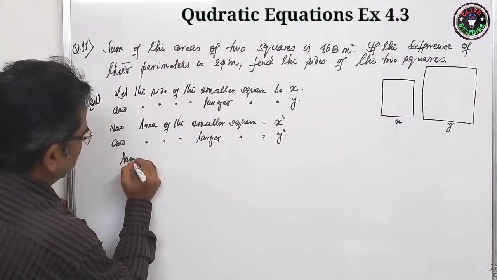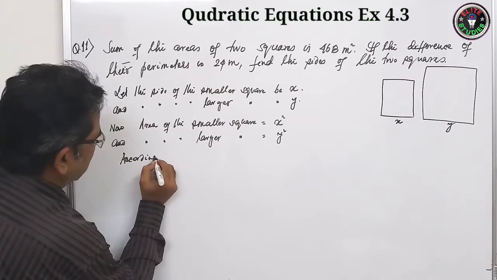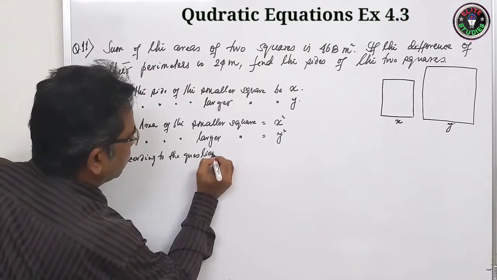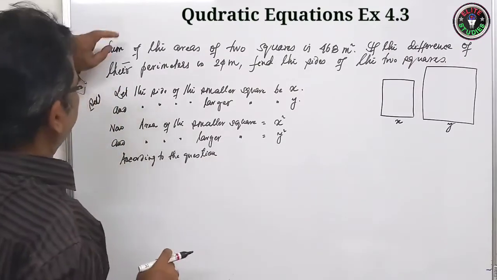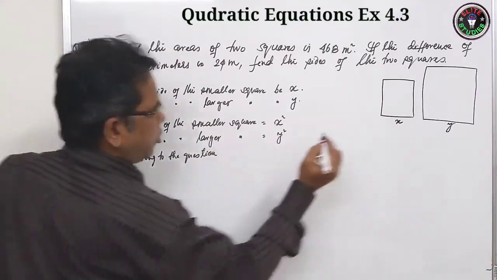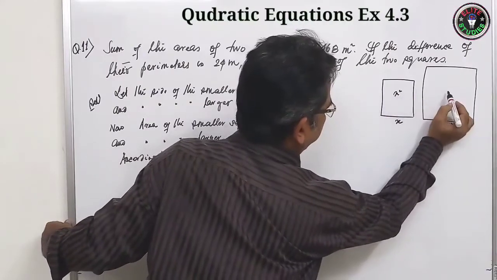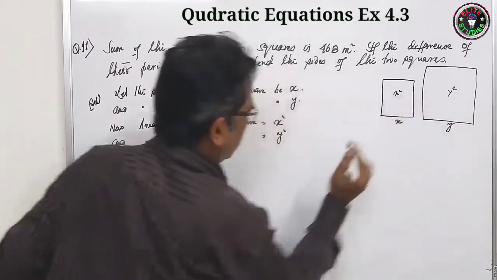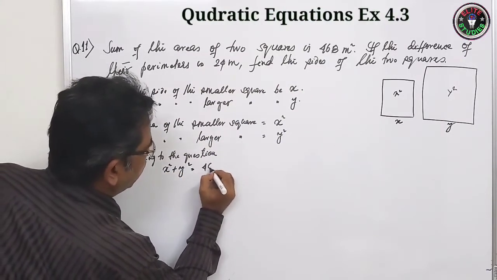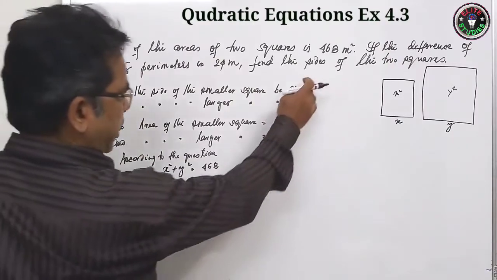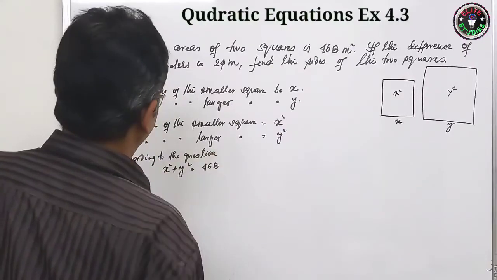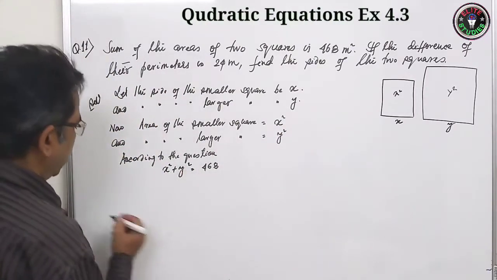According to the question, what do we get? The sum of the areas of the two squares: the smaller square's area is x square, and the larger square's area is y square. So it will be x square plus y square is equal to 468. Since there are two variables, we need two equations, and we have got one equation. Now our next step is to get another equation.